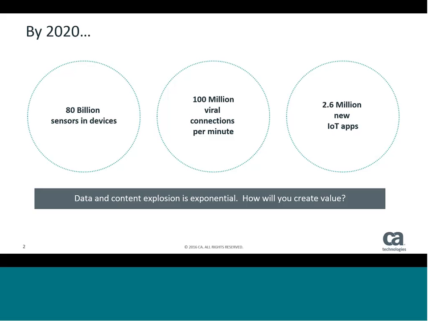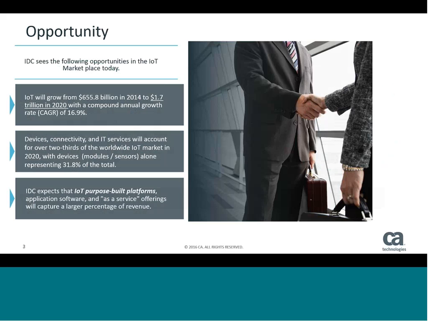So we are talking about, in a matter of mere 4 years from now, 80 billion sensors and devices, 100 million viral connections per minute. That's the kind of growth and transactional rates that we are talking about. And 2.6 million new IoT apps. And this is data gathered from various research sources. So it's definitely growing wild. And so enterprises need to make sure that they are able to, in a sane way, control them, govern them, and secure them.